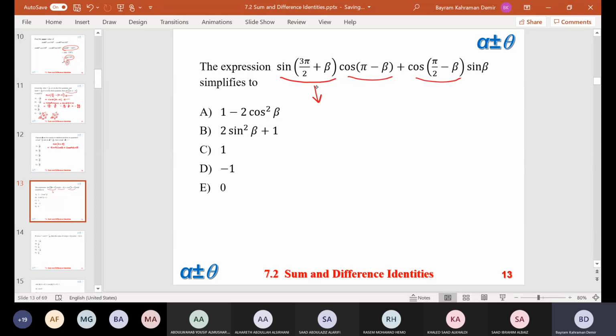This will be, Shabab, if you calculate, this will give you negative cosine beta. So please use the formula. So that will give you negative cosine beta, and this will also give you negative cosine beta.